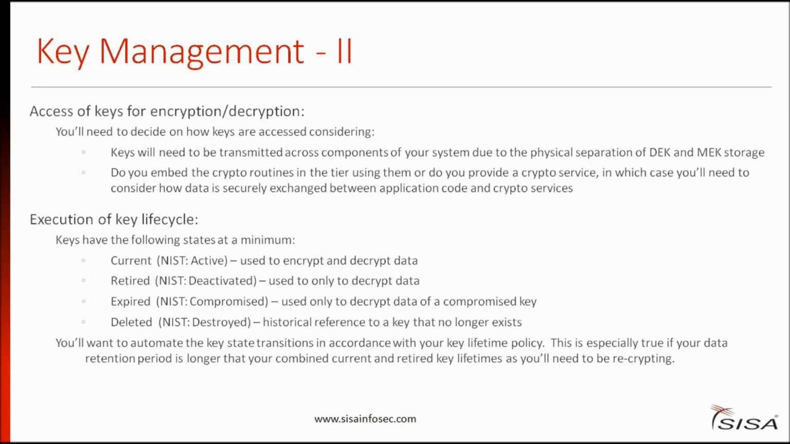Once we ensure that there is proper re-encryption happening, then we make that retired key into an expired key. Expired keys can only be used for decrypting data of a compromised key. And in most scenarios, once the keys are moved into an expired state, they are deleted or purged from the system completely. And we have the deleted keys as basically a historical reference to the keys which we just purged out.